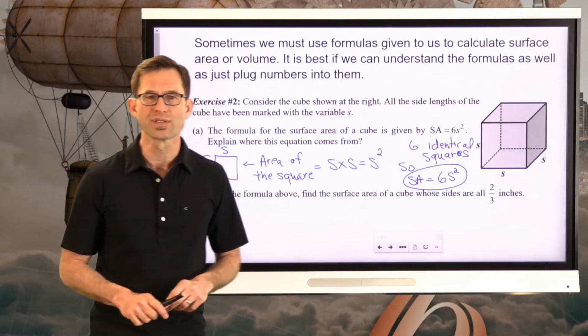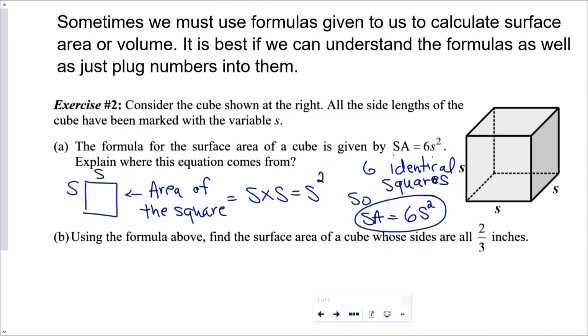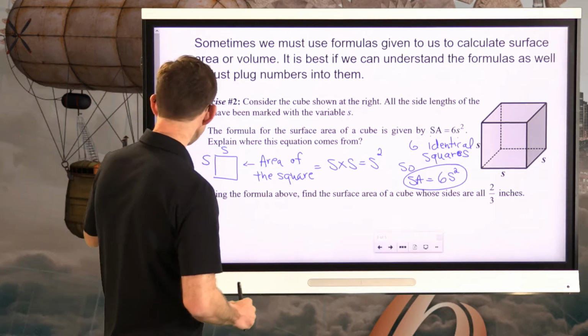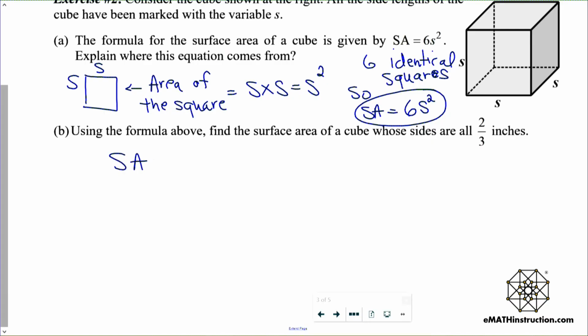Now let's see if we can use this formula in a more challenging way. Letter B. Using the formula above, find the surface area of a cube whose sides are all 2/3 inches. Ooh, fractions, right? All right, but let's at least get it started together, right? We're told that the surface area of a cube is 6 times s squared. So in this case, we've got 6 times 2/3 to the second power.